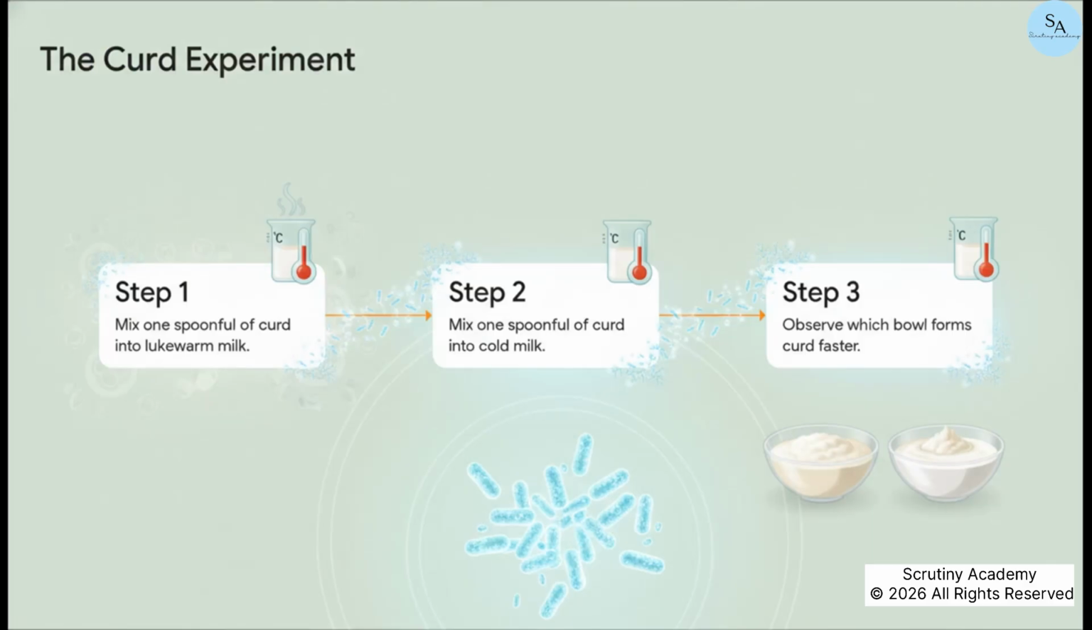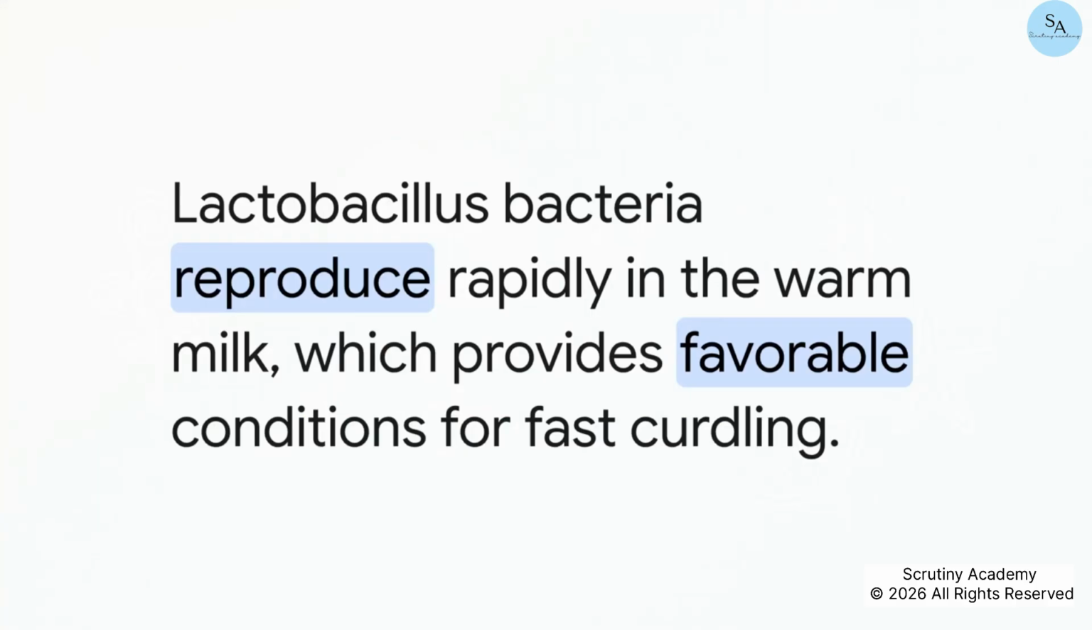And believe it or not, you've probably seen this happening right in your own kitchen. Think about something as simple as making curd from milk. If you've ever done this, you've actually witnessed asexual reproduction on a massive scale. So what's going on here? Well, it's a fantastic example. The little bit of curd you add contains lactobacillus bacteria. In that nice, lukewarm milk, they have the perfect conditions to reproduce like crazy, asexually, turning that whole bowl of milk into curd way faster than they could in the cold milk.